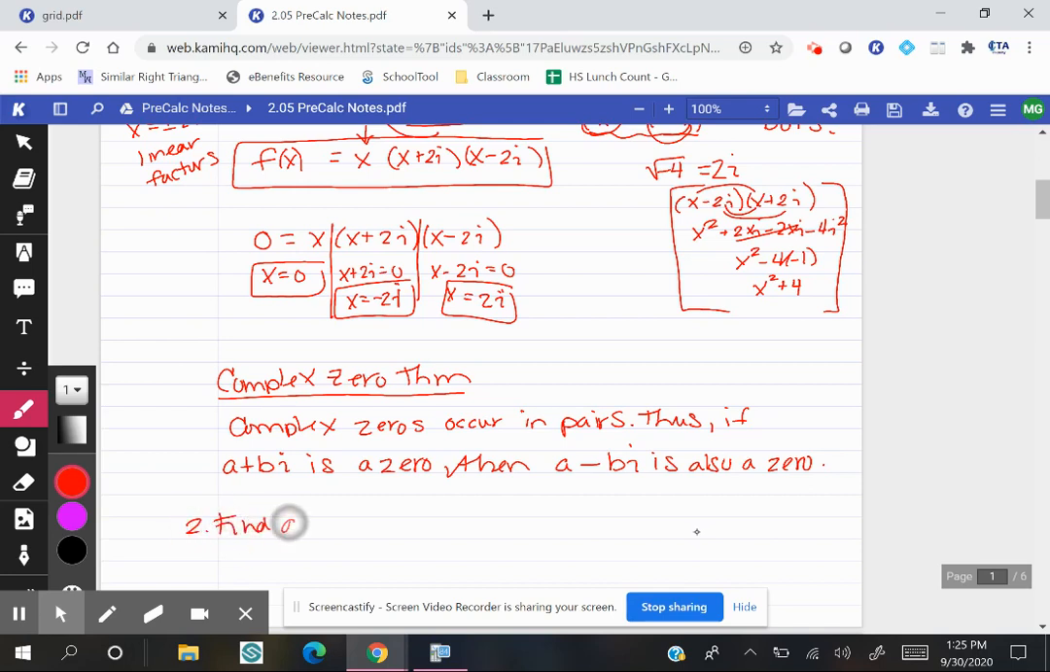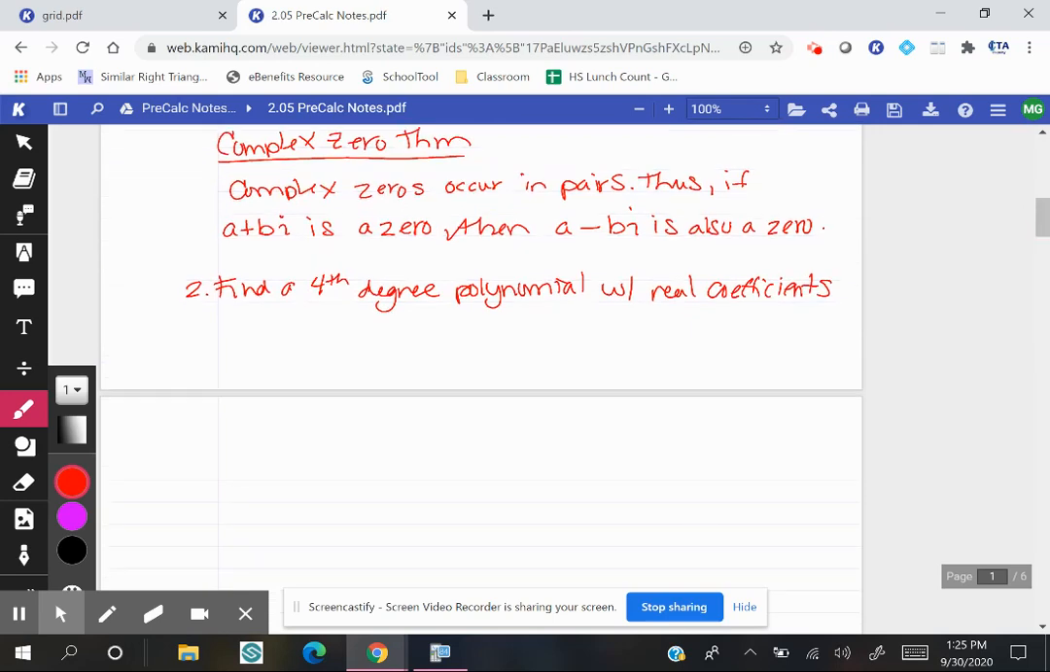Number 2, find a 4th degree polynomial with real coefficients that has, we're going to have to go to the next page, -1, another -1, and 3i as zeros. We'll go down to here.